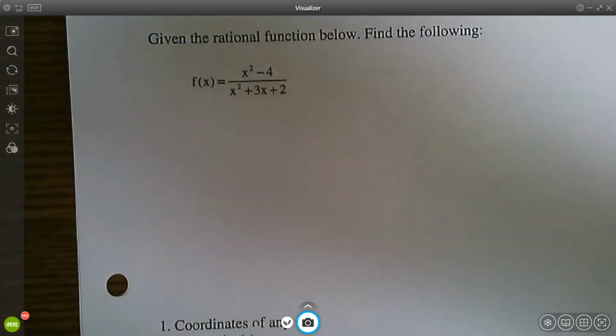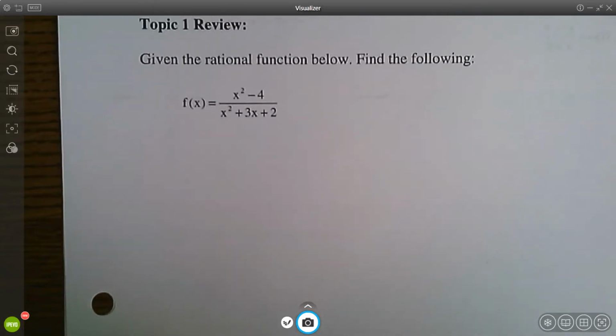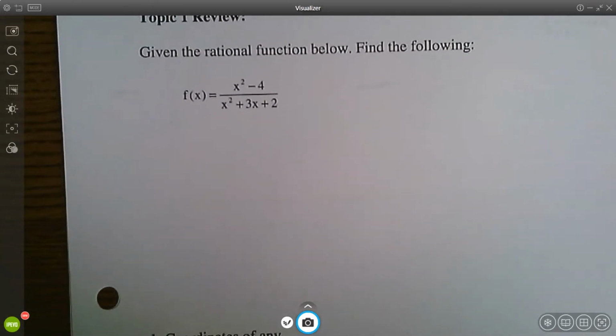All right, for the first part of class today, what I want you to do is just work through page 1 on the lesson. It's just a review of topic 1, which was Intro to Rational Functions. So what I want you to do here is pause the video, work through this to the best of your ability, and then come back and I will go over it.